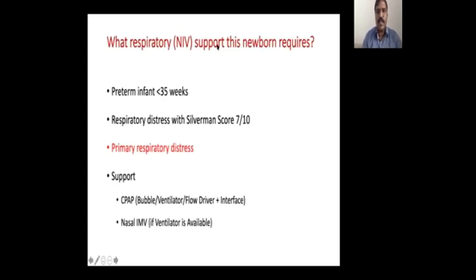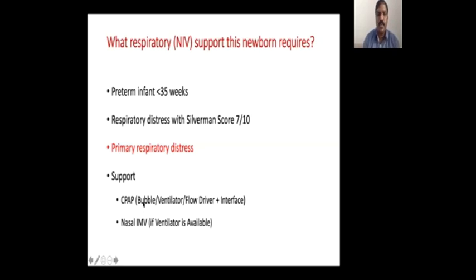So what respiratory support in this baby? This is a preterm baby less than 35 weeks. Your score is more than 3. So this is a candidate for CPAP or non-invasive respiratory support. When we give support like this, it is called primary respiratory support, support for primary respiratory distress. This baby is just born, having distress, and we are giving respiratory support. So what support can we give? Either CPAP or nasal IMV. Between these two, I prefer CPAP, and Deepak has already told me that CPAP is the best, bubble CPAP is the best CPAP. So I will prefer bubble CPAP, but there are some units who want to do ventilator CPAP or a flow driver CPAP.